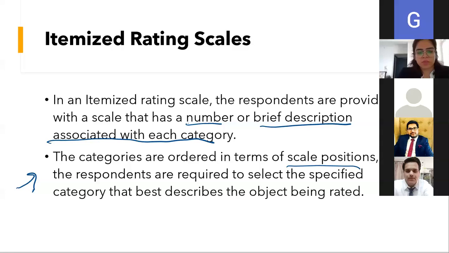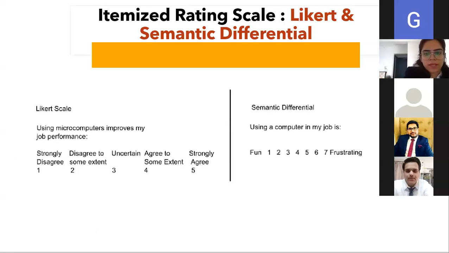And what does that mean? Whether it's a satisfaction scale, or whether it's like dissatisfied, not satisfied. Let me show you one example here. So Likert scale is an itemized rating scale. The question is, using microcomputers improves my job performance. How much on a scale of 1 to 5 do you agree or disagree with this, where 1 means strongly disagree and 5 means strongly agree?